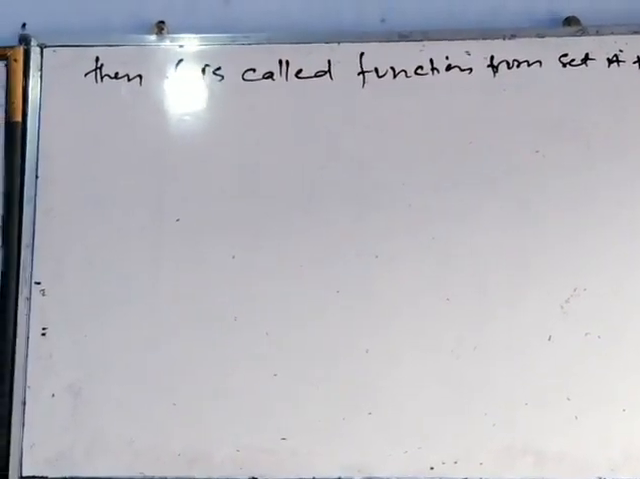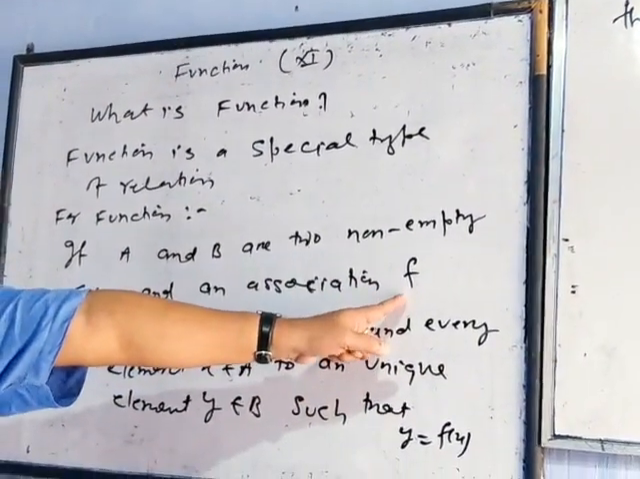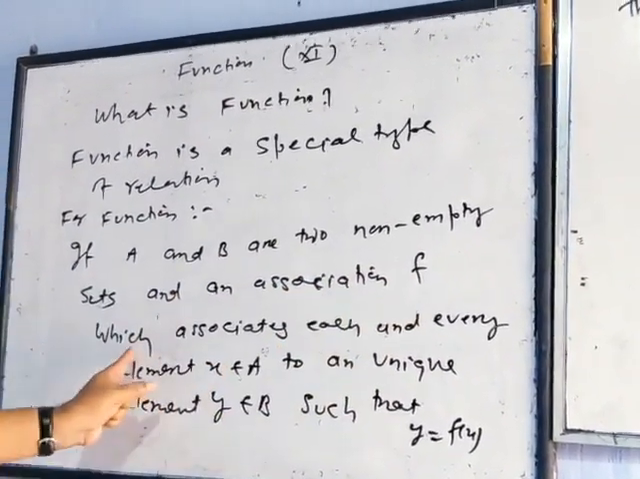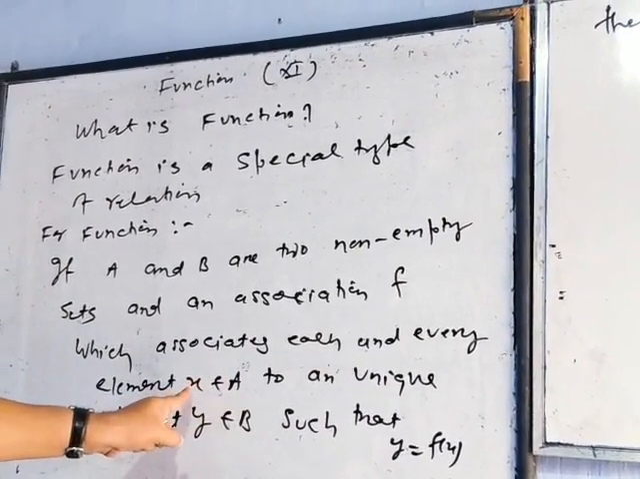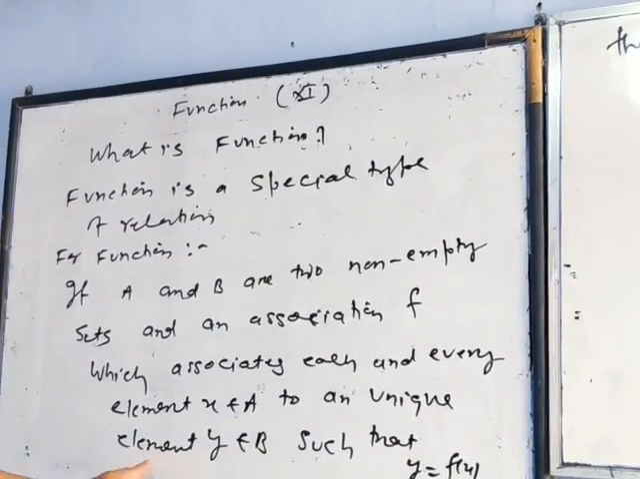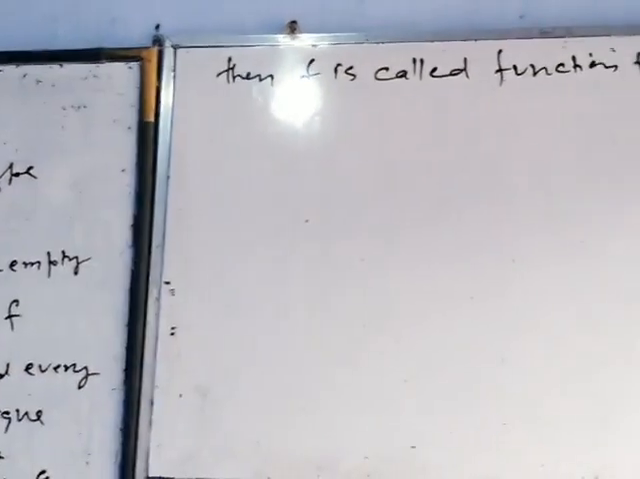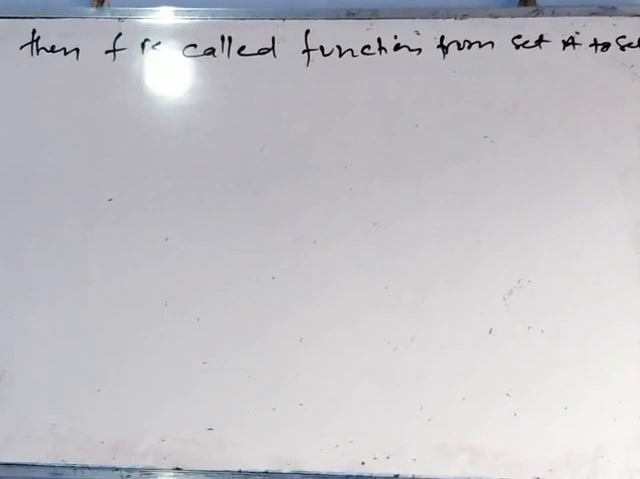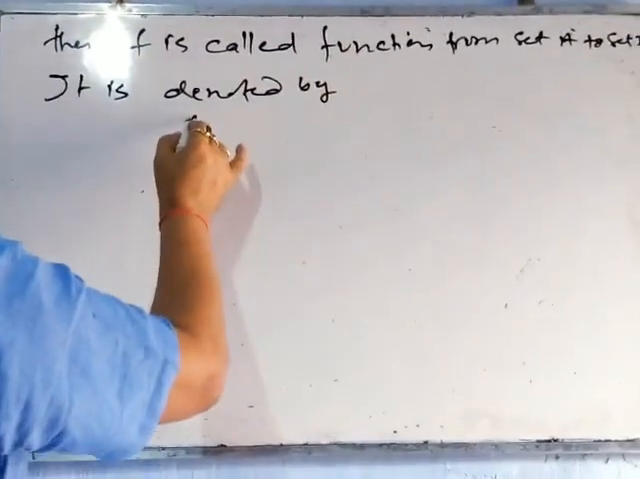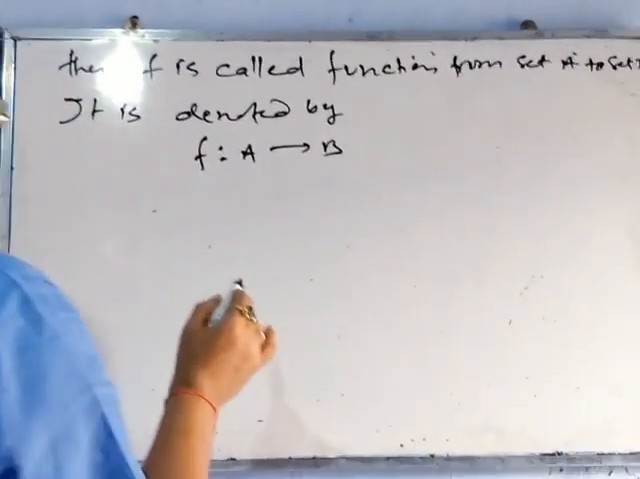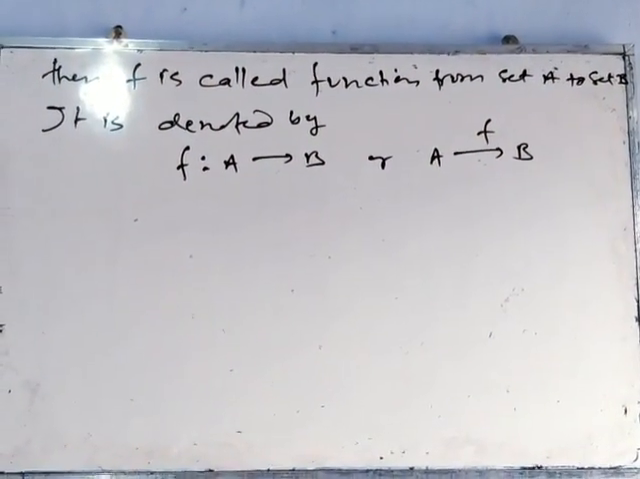Here you try to understand the language. If A and B are two non-empty sets and F is an association which associates each and every element x belonging to A to a unique element y belonging to B such that y is equal to f(x), then F is called a function from set A to set B. It is denoted by F is a function from A to B, or F: A to B. In this way we can denote a function.